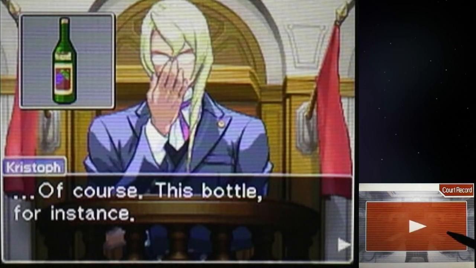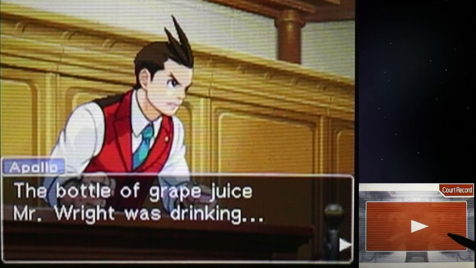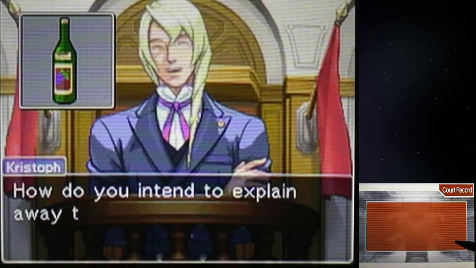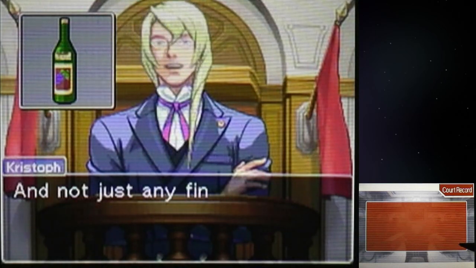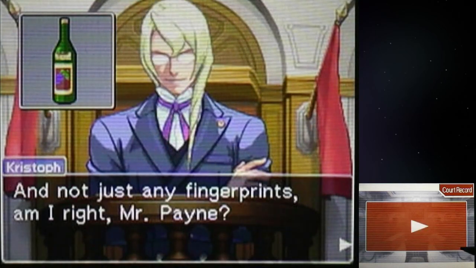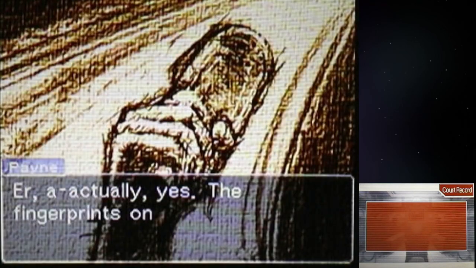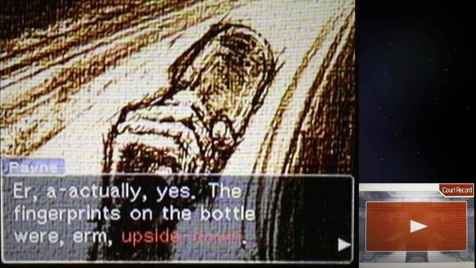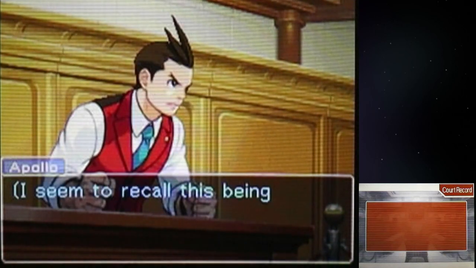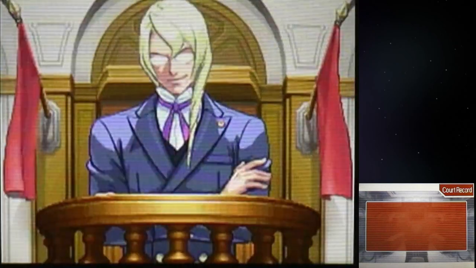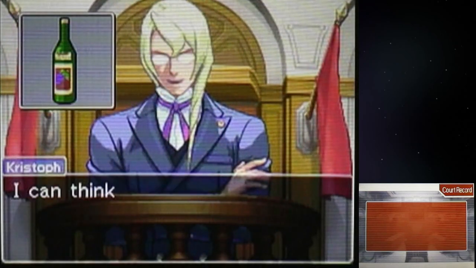Of course. This bottle, for instance. The bottle of grape juice Mr. Wright was drinking. How do you intend to explain away the fingerprints on the murder weapon? And not just any fingerprints. Am I right, Mr. Payne? Actually, yes! The fingerprints on the bottle were upside down. I seem to recall this being an issue earlier. The court and this case demand an explanation.